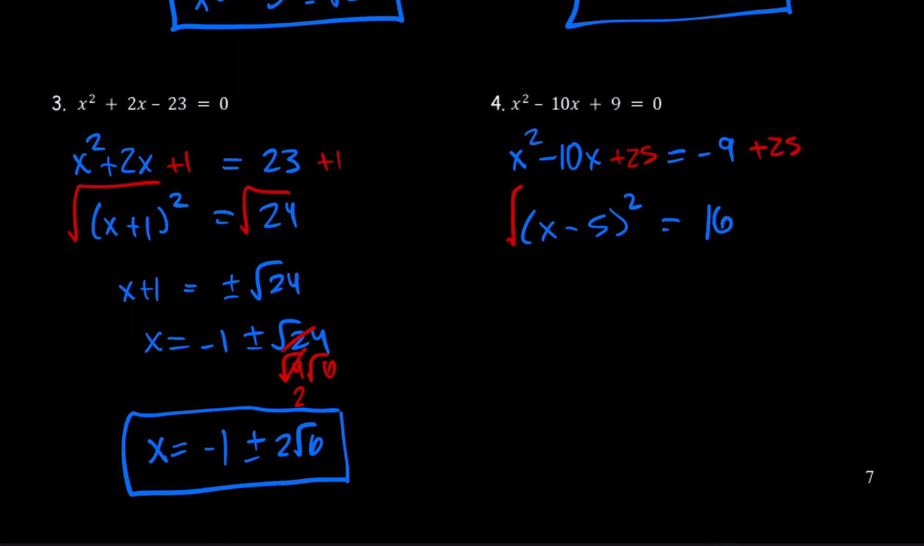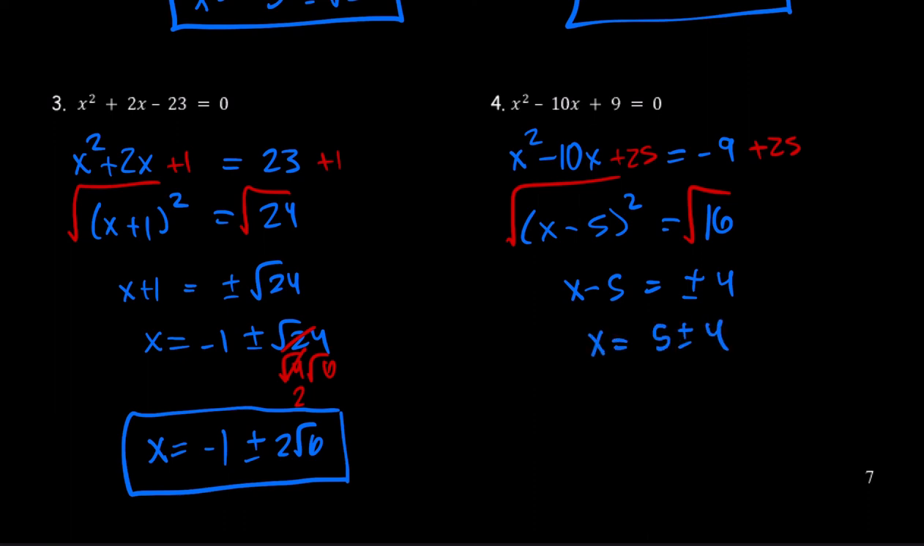Take the square root of both sides. Okay, now this is kind of interesting. I get x minus 5 equals, well, I can take the square root of 16. That's just 4. Don't forget your plus or minus. Okay. Now I'm going to add 5 to both sides. So what that looks like is x equals 5 plus or minus 4.